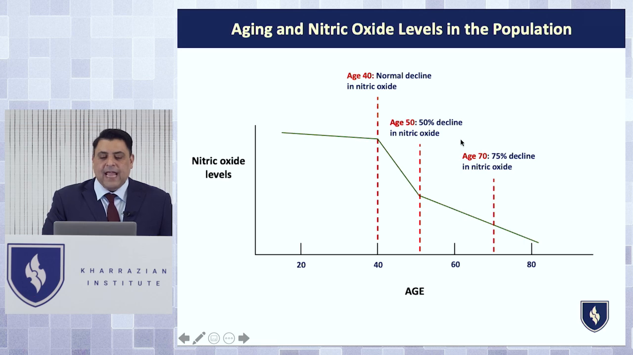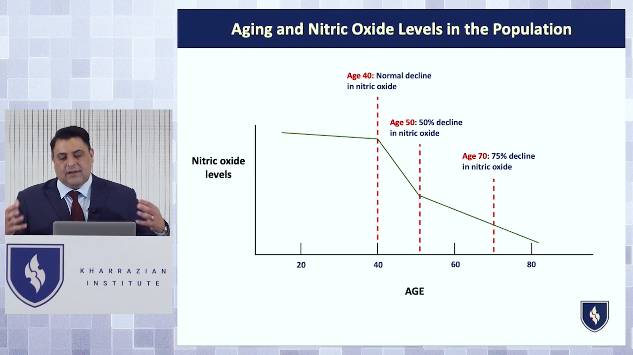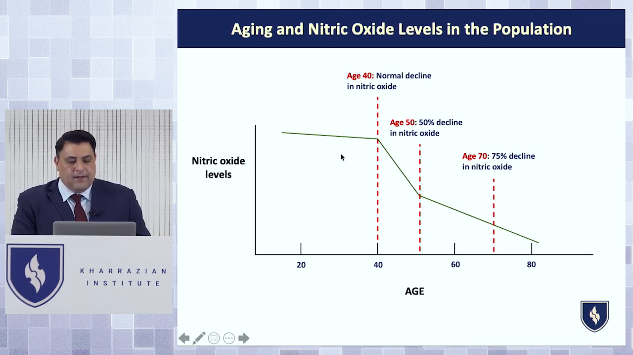So age isn't the only variable, but as we age, we have more insults to our vascular endothelium, and over time we get more injury. And on the average with people today, 50% of nitric oxide levels go down by age 50. But for some people, it's not 50%. Some people, it's 10%. Some people, it's no change. So it all depends on what's impacting their vascular endothelium health.